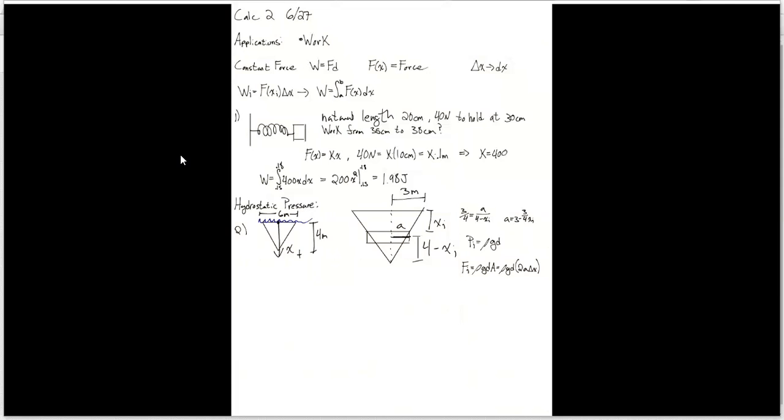So we can actually rewrite this guy one more time. Rho g, and then this d, in fact, is our xi. And then we can sub in what we found for A. This is 2 times 3 minus 3/4 xi delta x.